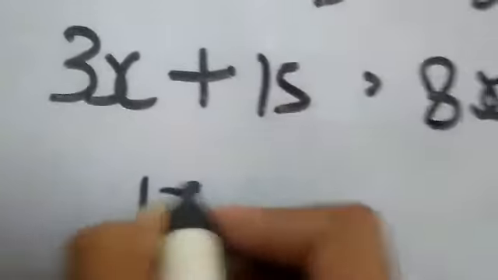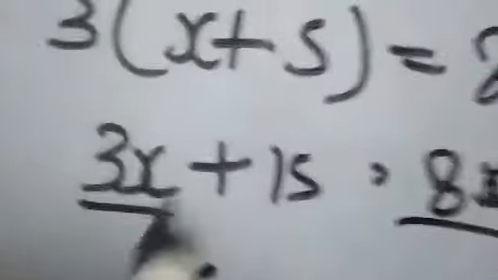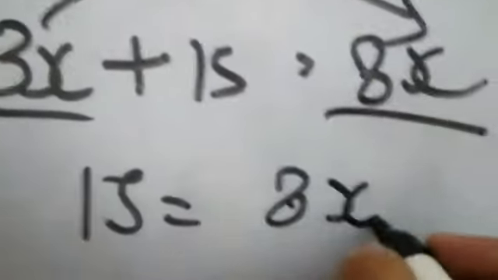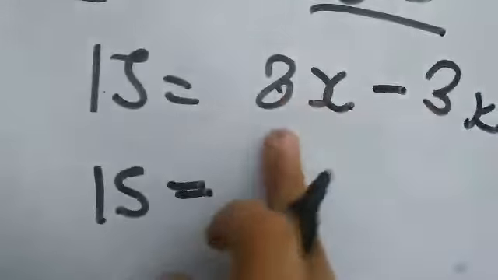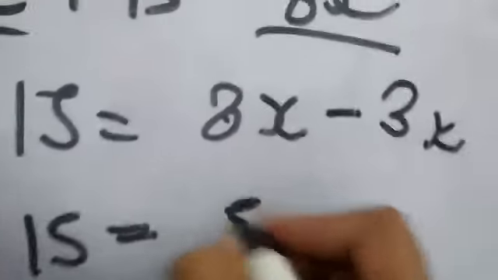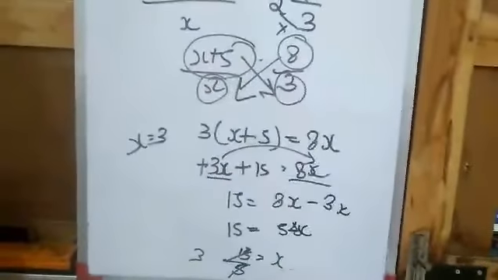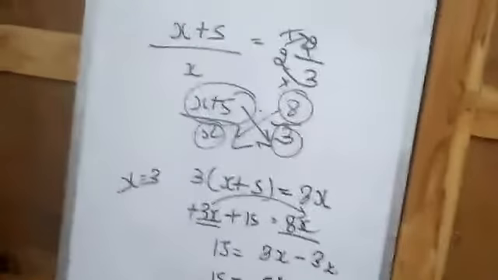So 3x and 8x, these two are like terms, so we will transpose 3x there. 8x minus 3x. Minus 3x, why? Because 3x is positive. When we change the sides, it will become negative. So 15 equals to 8x minus 3x, 5x. So multiply, it will become divide here. So the value of x is 3. So x is equal to 3. This is how to solve a fractional equation.